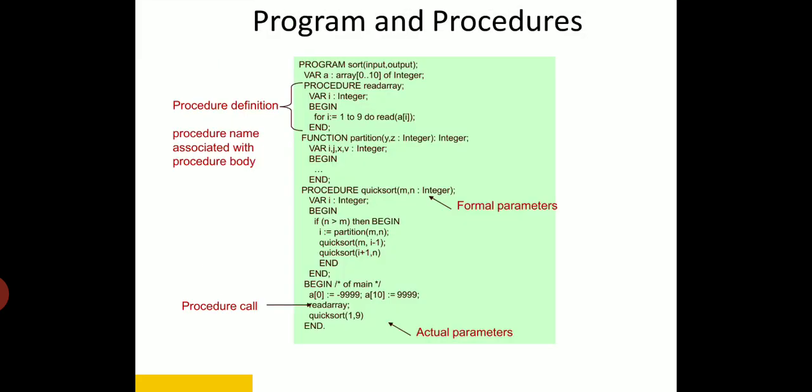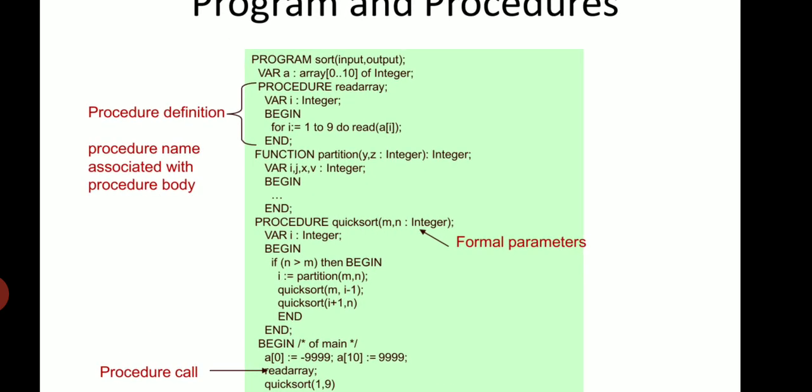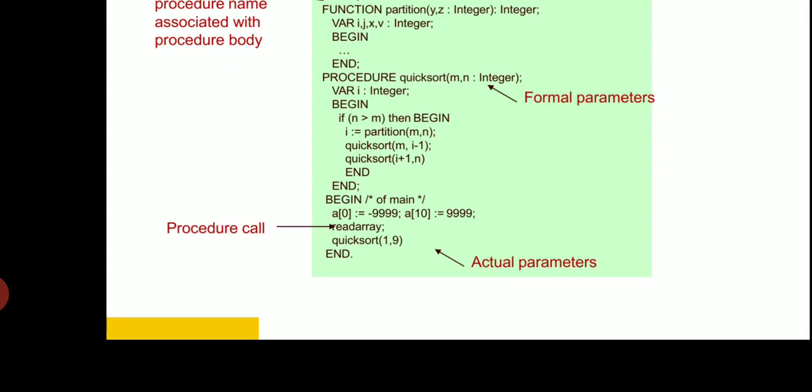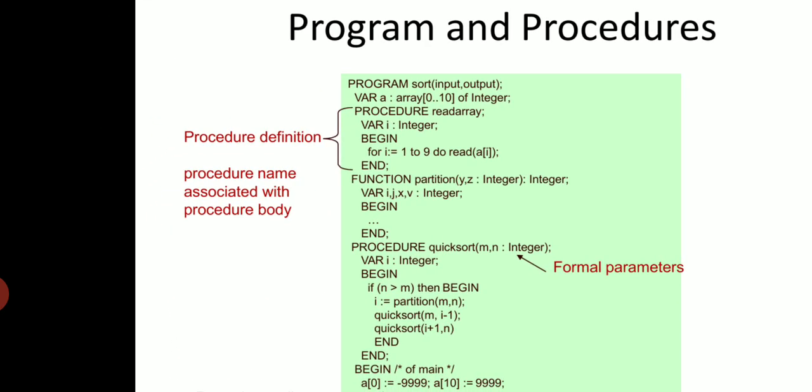Then consider an example of a quicksort program. In this, several procedures are defined. This slide explains the syntax of a procedure, how we can define a procedure. There should be a procedure name and there should be a body of the procedure.